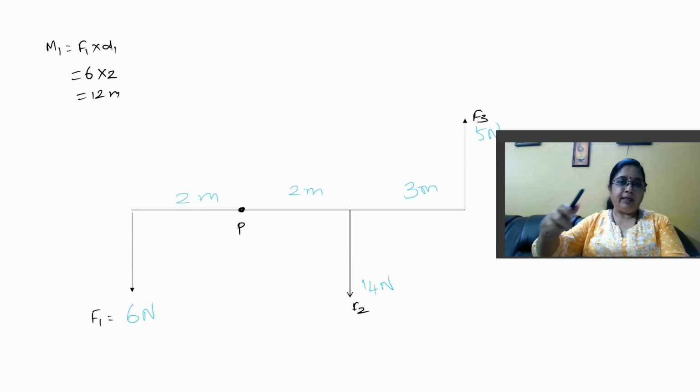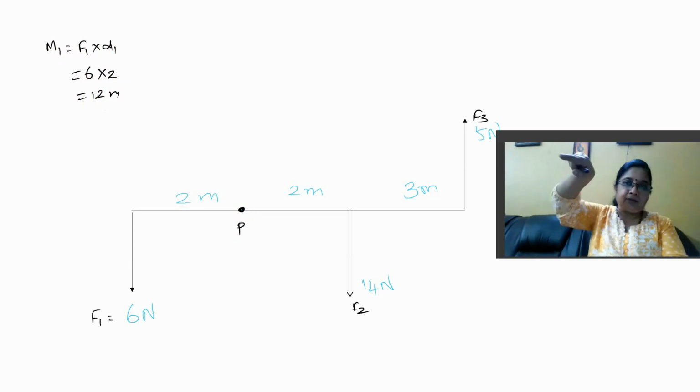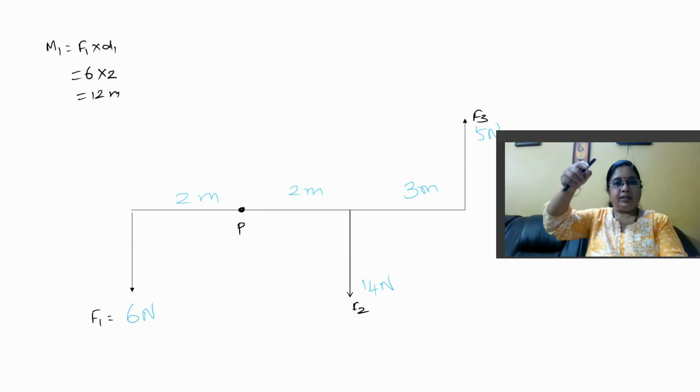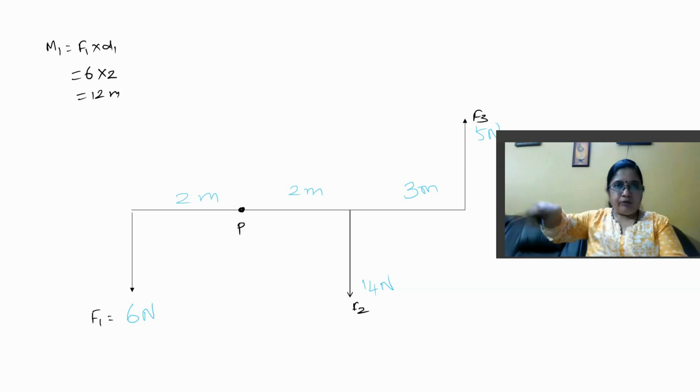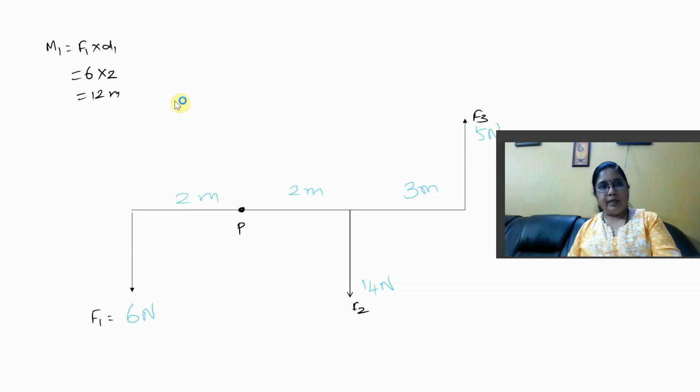Now, how is this force acting? From the pivot, this force is acting like this. So this is an anti-clockwise direction. The force is acting anti-clockwise. This is M1. Now, let us take the case of M2. Again, F2 into D2. F2 is 14 and D2 is 2, which is 28 Newton meter. Here also it's Newton meter.